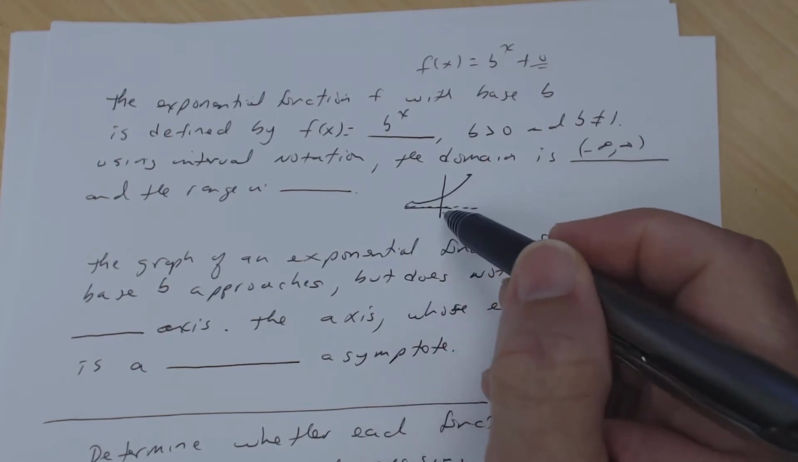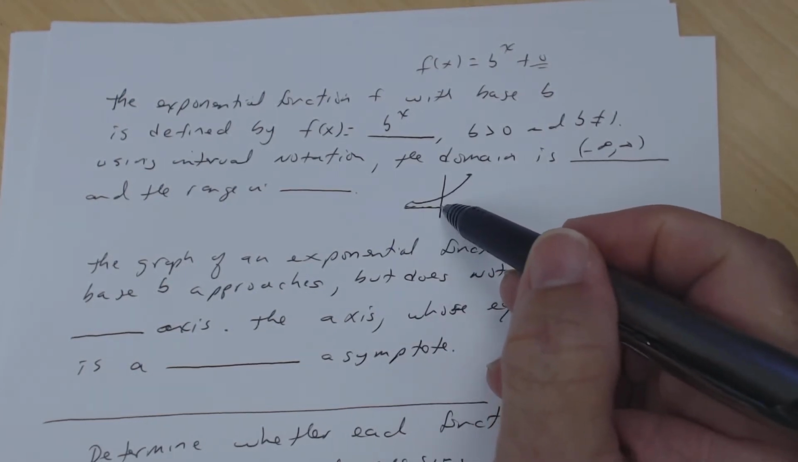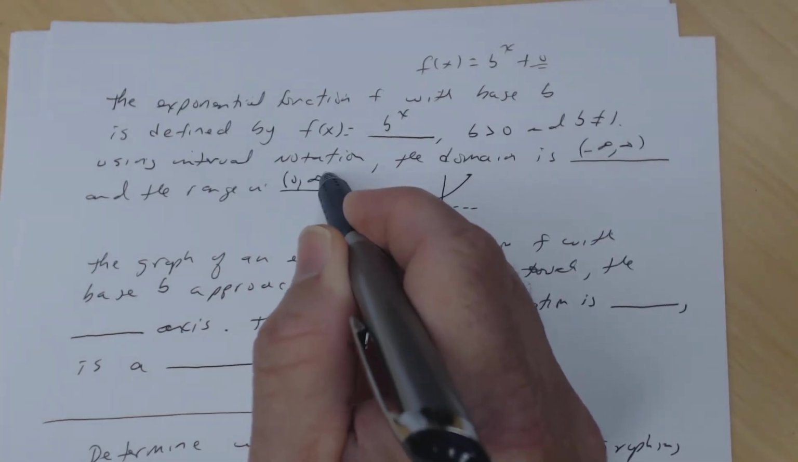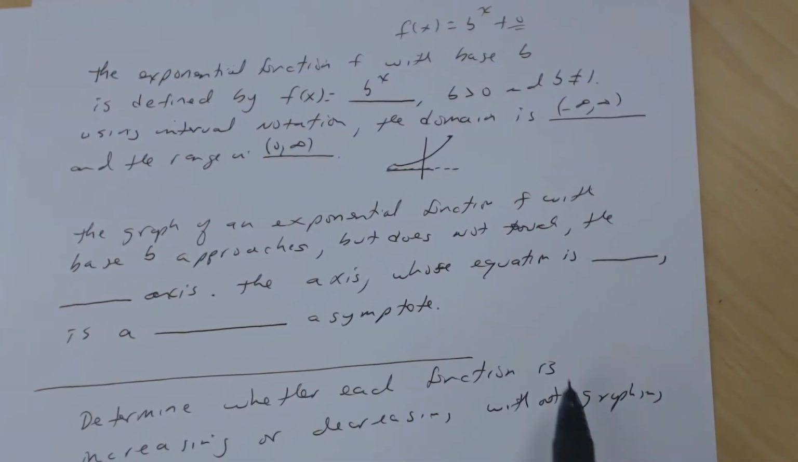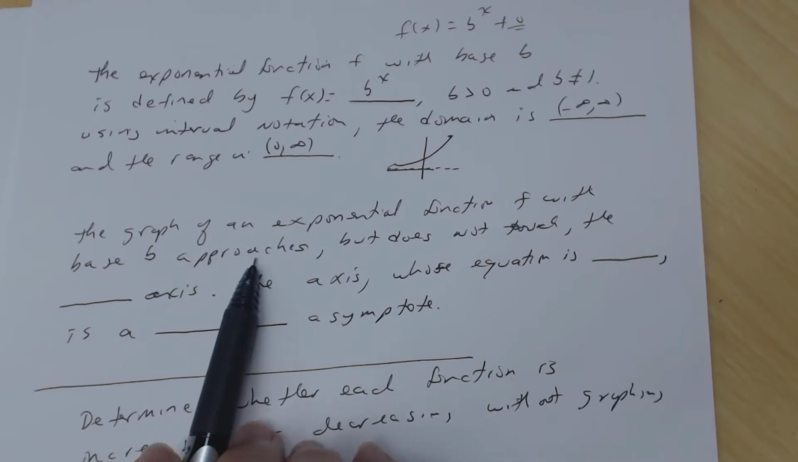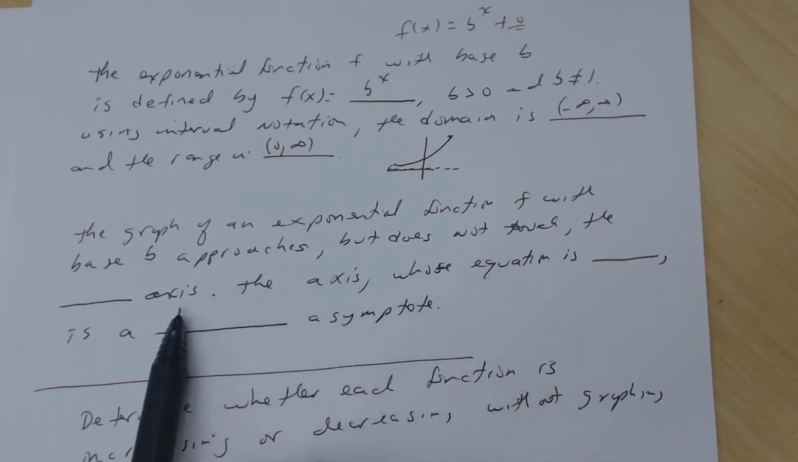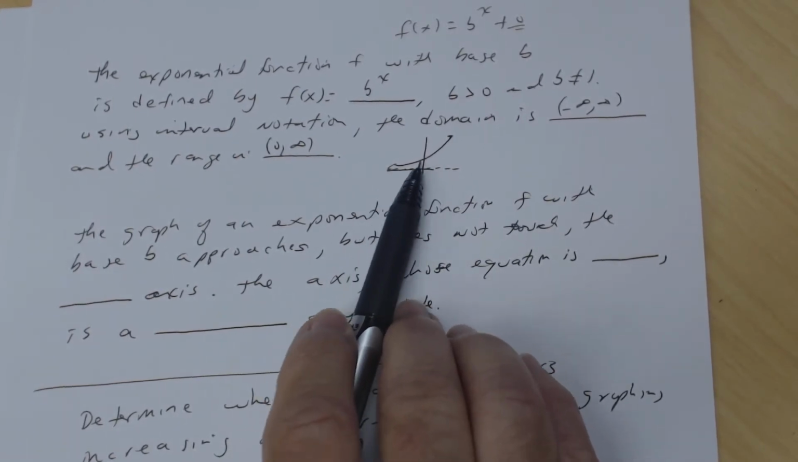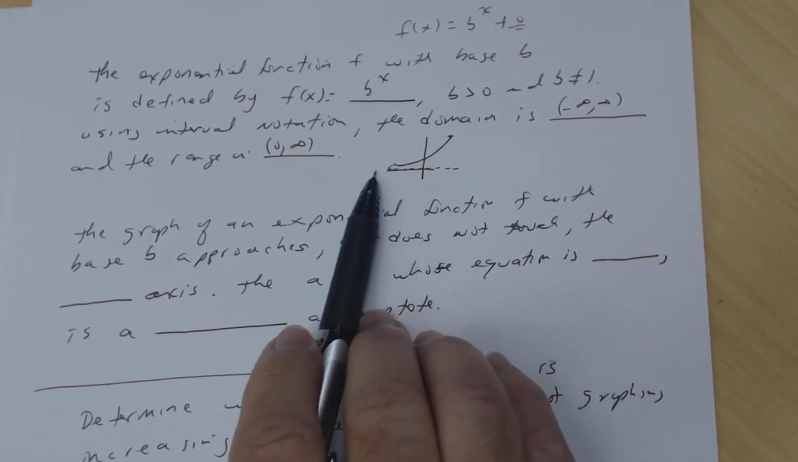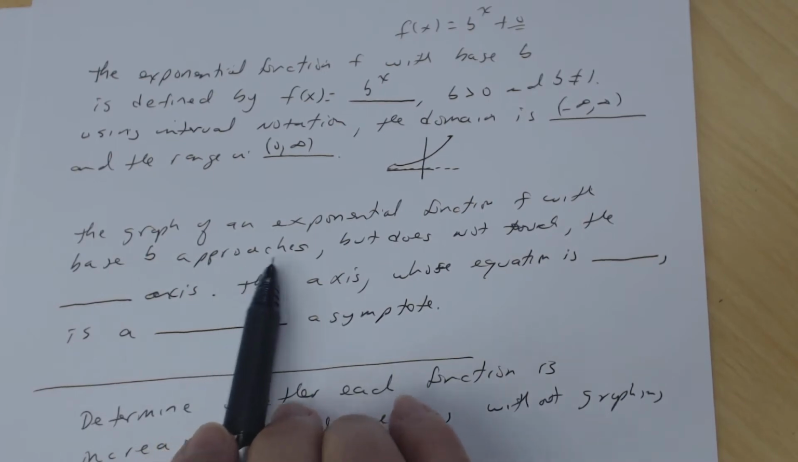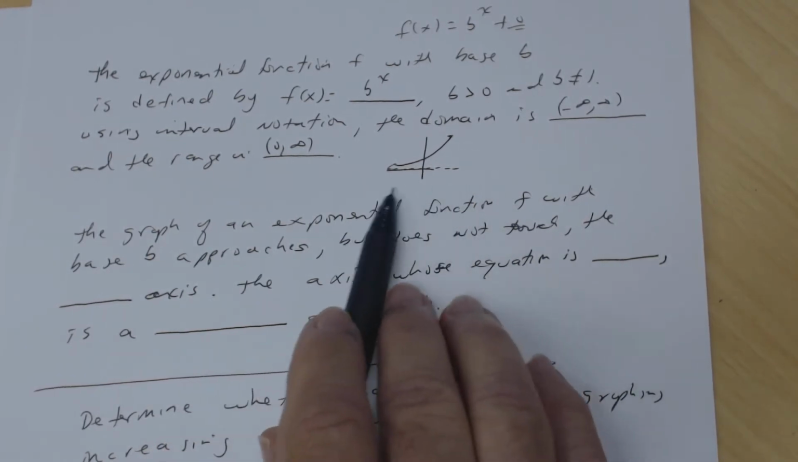Okay, and so the range will be from 0 to infinity. All right. The graph of an exponential function with base b approaches but does not touch the x-axis. So let's look at this. You remember this graph, as you go to the left, is approaching this x-axis right here.